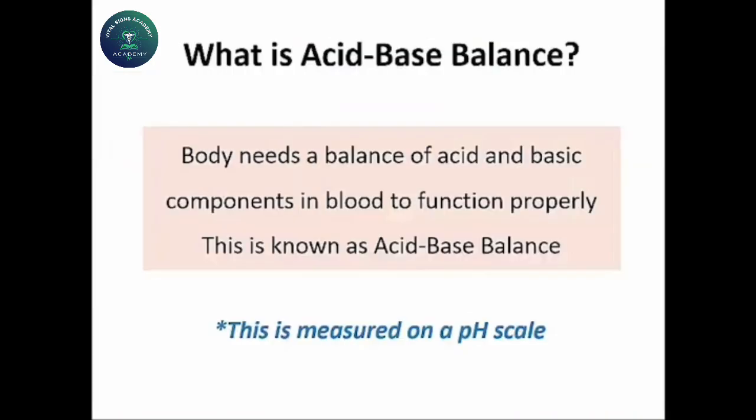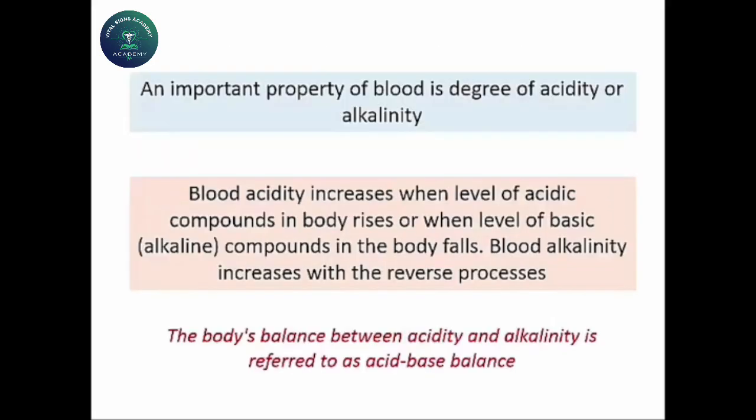So first let us see what is acid-base balance. The body needs the right balance of acid and base components in blood to function properly. This is known as acid-base balance. This is measured on a pH scale. An important property of blood is to maintain the degree of acidity and alkalinity.